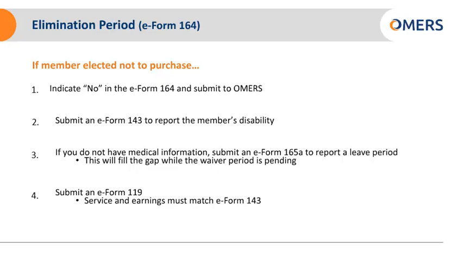The following steps need to be taken. First, indicate No in the eForm 164 and submit to OMERS. Once complete, you will submit an eForm 143 to report the member's disability. If you do not have medical information, submit an eForm 165A to report a leave period. This will fill the gap while the waiver period is pending. Lastly, if the medical is not received, you will need to submit an eForm 119. The service and earnings on this form must match the eForm 143.